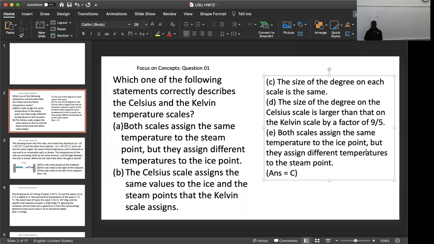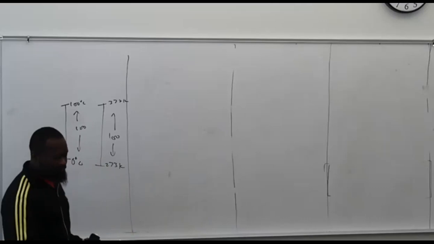And the first problem we see there is the focus on concept question 01. Which of the following statements correctly describes the Celsius and the Kelvin temperature scales? So what do we know about the Celsius and Kelvin temperature scales?